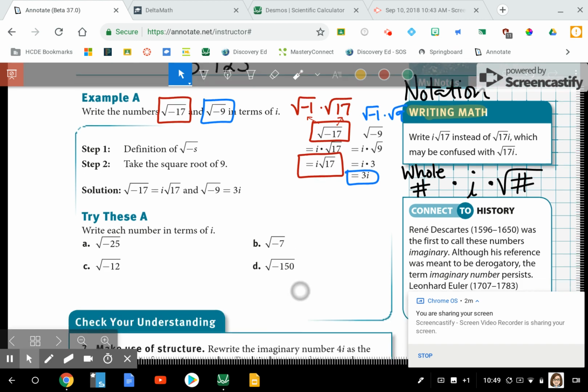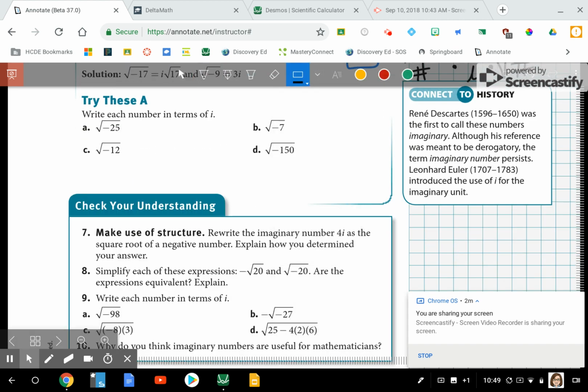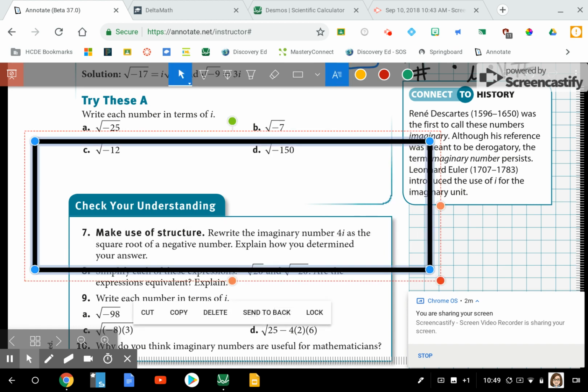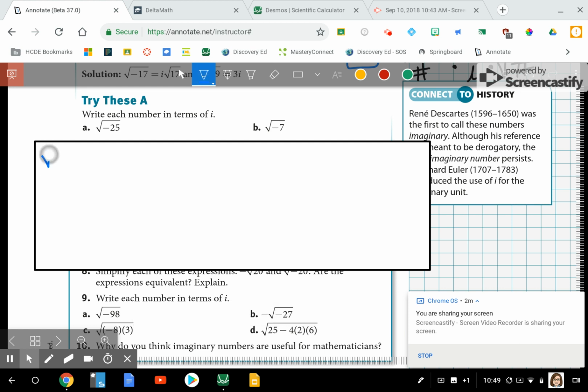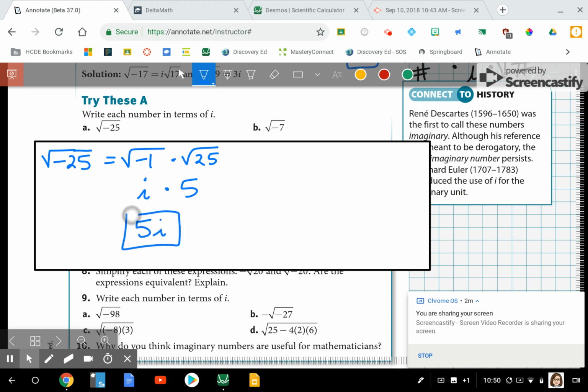So let's practice a couple. Let's look at the square root of negative 25. This means we have the square root of negative 1 times the square root of 25. Square root of negative 1 is i. Square root of 25 is 5. Is this in the correct notation? No, it's not. We need to rearrange so that it's 5i. That would be our final.